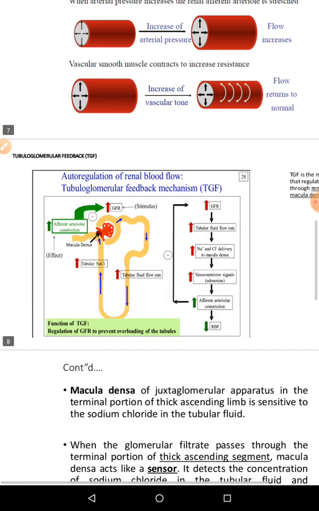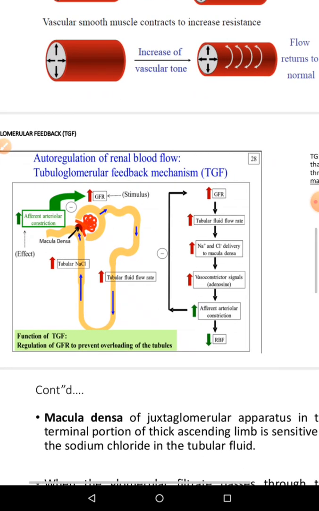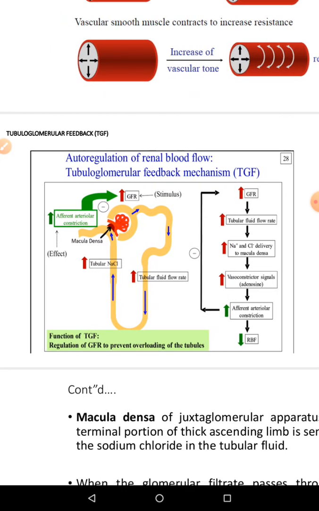And then the other mechanism that explains autoregulation is called the tubuloglomerular feedback mechanism. It is called the tubuloglomerular feedback mechanism. So this one is based on what we call the macula densa.